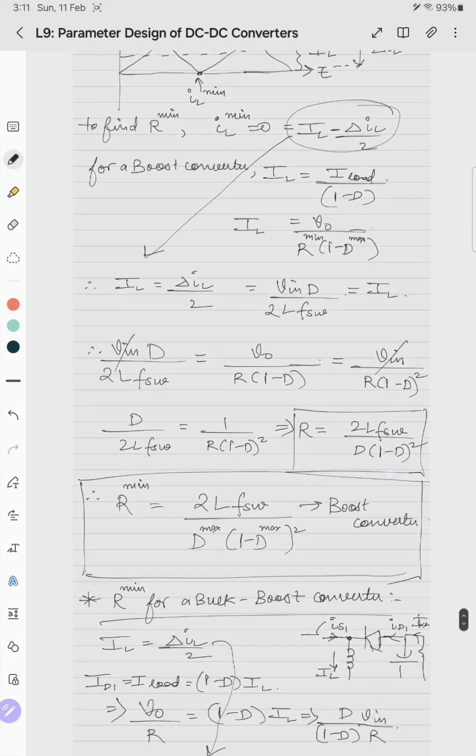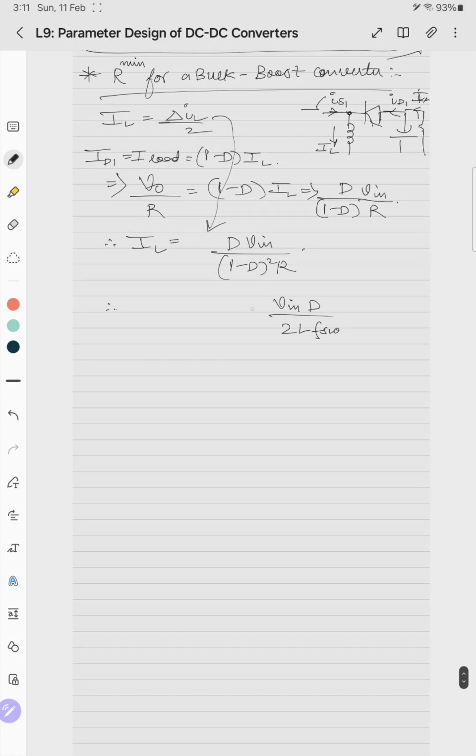Yes, V_in D by L into F_switching by 2 equals capital I_L, that is D V_in by 1 minus D whole square R. Simple. Cancel out V_in and D also will be cancelled. So therefore R equals 2 L F_switching divided by (1 minus D) whole square. This is the R.